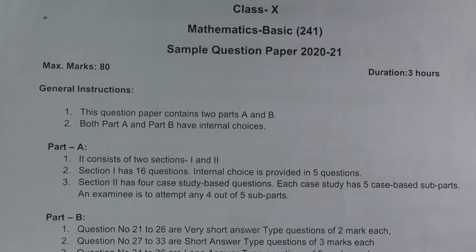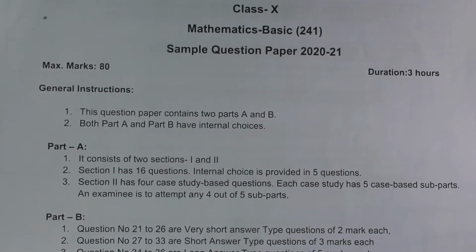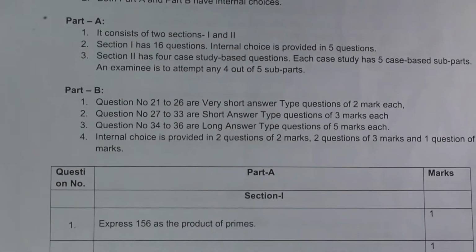Section 1 has 16 1-mark questions with an internal choice for 5 questions, and section 2 has 4 case study based questions, and each case study based question again has 5 questions, out of which you have to answer only 4 questions. So section 2 is again for 16 marks. So total 32 marks for part A, and in part B you have 6 2-mark questions and 7 3-mark questions. Both have an internal choice for 2 questions, and the last section has 3 5-mark questions with an internal choice for 1 question. Now let's start off with solving the section 1 problems.